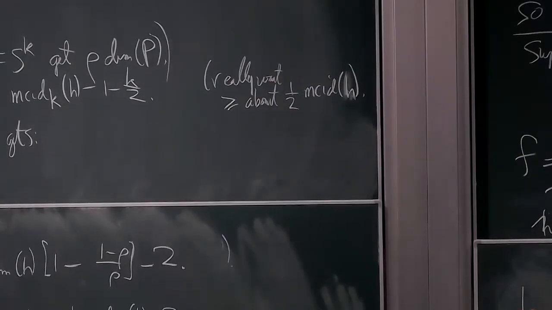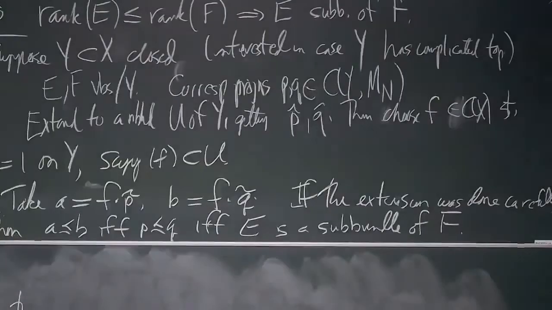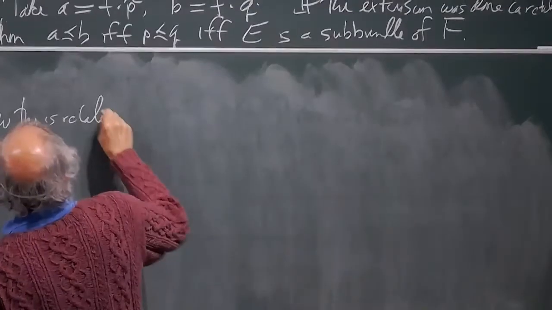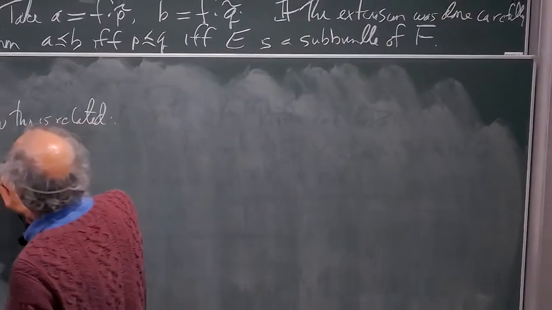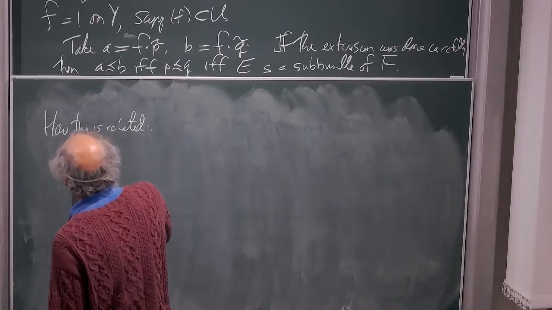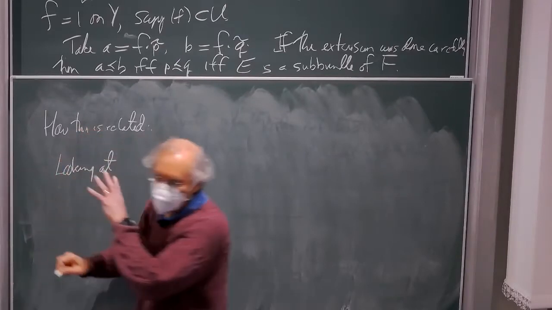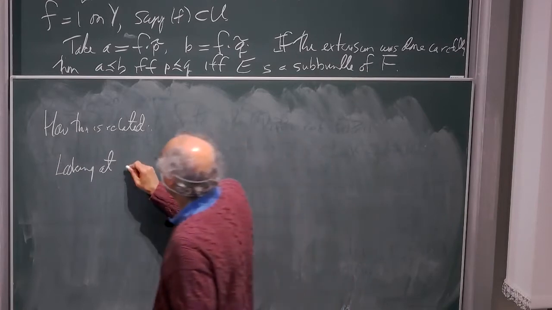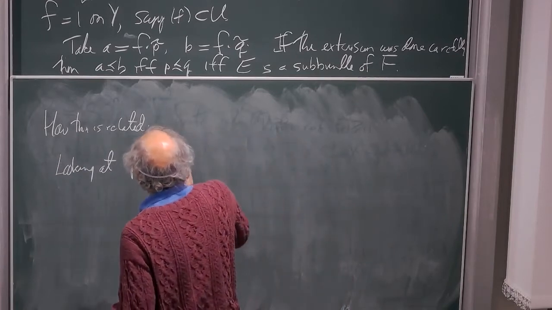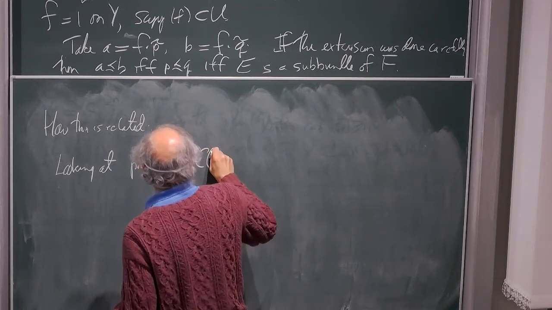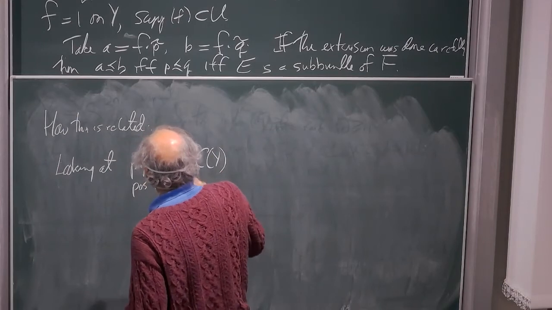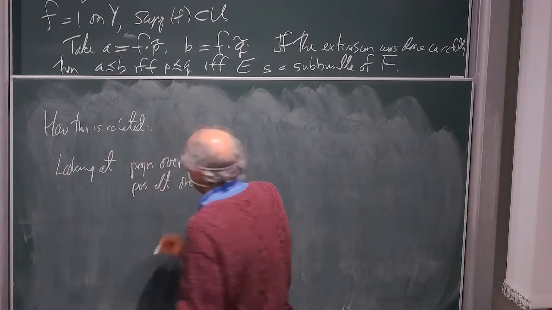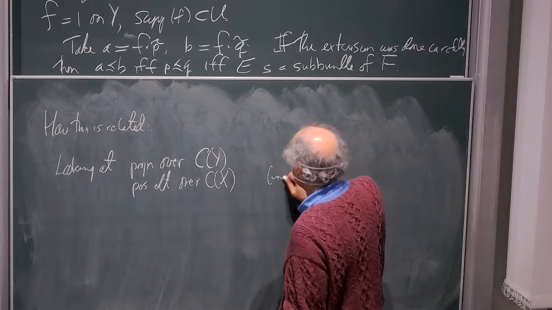Okay, so I'm essentially out of time, so let me just say one word about how this is related. All right, so I'm really looking at, and let me suppress taking matrix algebras. Well, okay, let me look at a projection over C of X, C of Y. So it's a positive element over C of X. So in matrices.